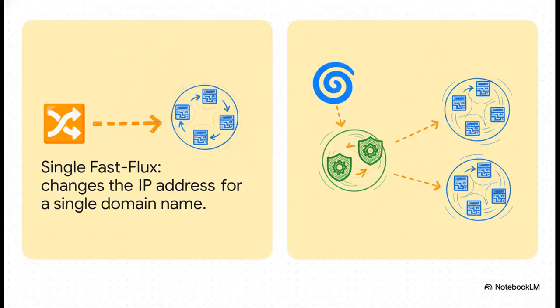Fast Flux DNS kicks this up a notch. With single fast flux, you're constantly changing the IP addresses behind a single domain name. But double fast flux? Whoa, that is next level. It changes not just the IP address, but also the name server that's in charge of the domain. That adds a whole other layer of misdirection that makes tracking the real source an absolute nightmare.